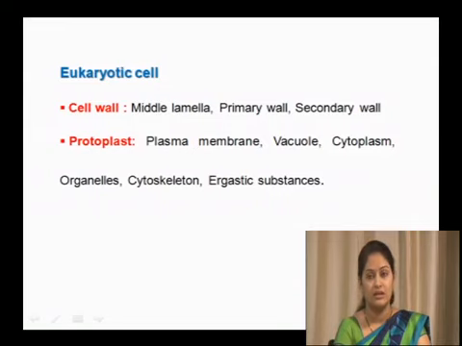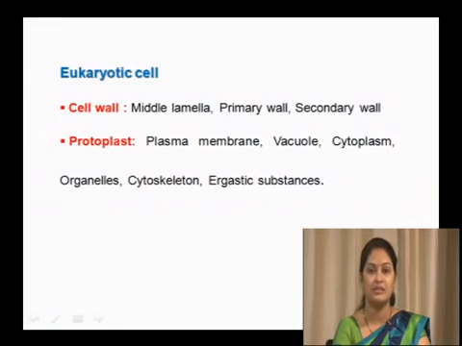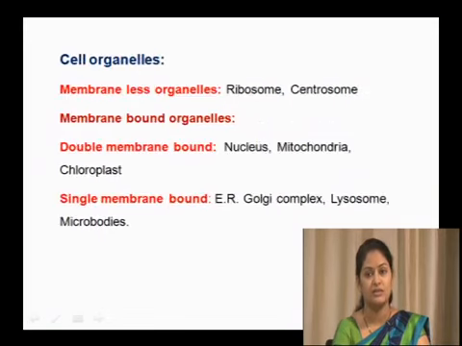Organelles we will discuss in detail, but cytoskeleton is the structural framework made up of proteins or microfilaments which provides stability to the cell, and it helps in cytoplasmic streaming or sometimes even in the process of cell division. Next comes the ergastic substances. Ergastic substances are the non-living inclusions found only in plant cells, which include starch granules or mineral crystals. Now let us discuss in detail the organelles.